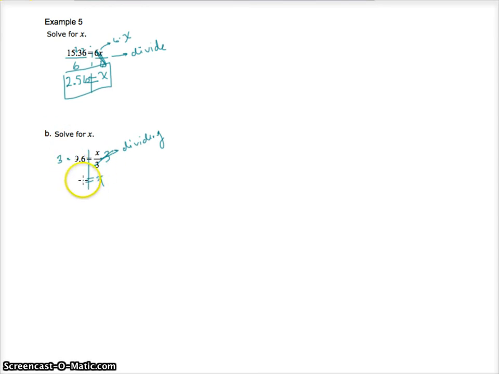3 times 6 is 18. 3 times 9 is 27. Plus 1 is 28. 28.8 is my new answer.